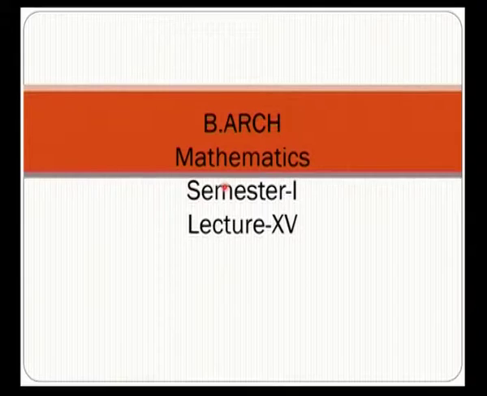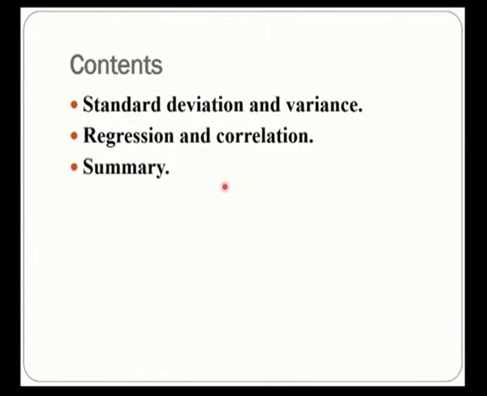Welcome to UGC lecture series B.Arc Mathematics Semester 1 Lecture 15. In this lecture, we are going to see standard deviation and variance, regression and correlation. The standard deviation and variance are terms in statistical methods. The standard deviation talks about the deviation of the data from the origin. Then variance talks about the variation of the data from the origin. Then regression and correlation. These are all the concepts we are going to learn in this lecture.